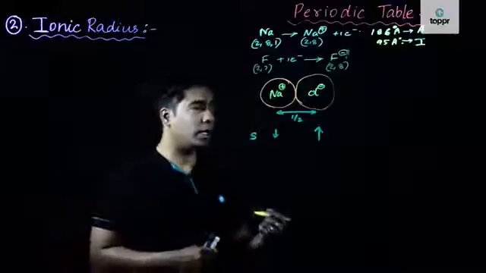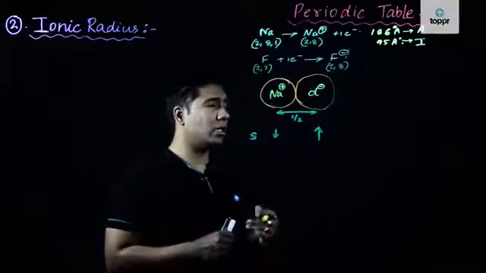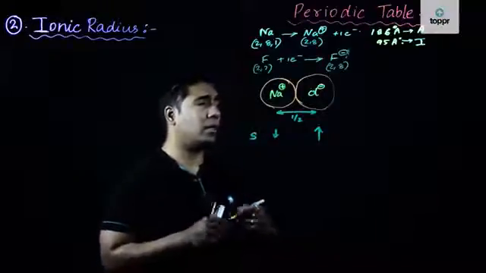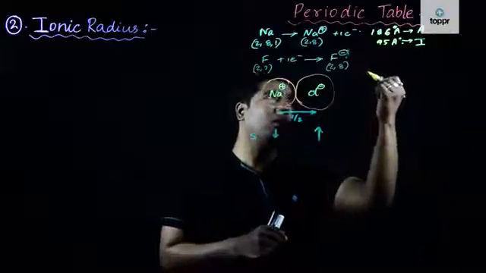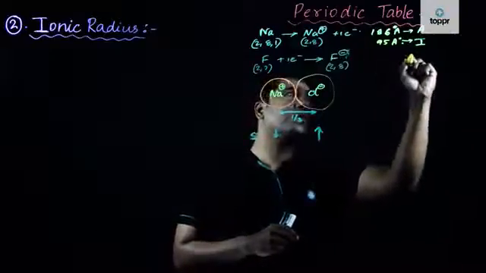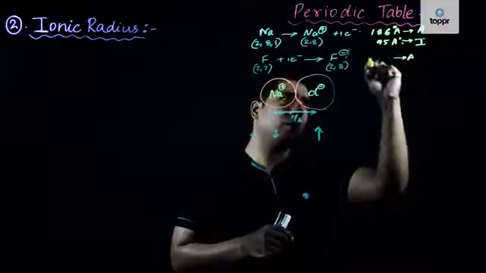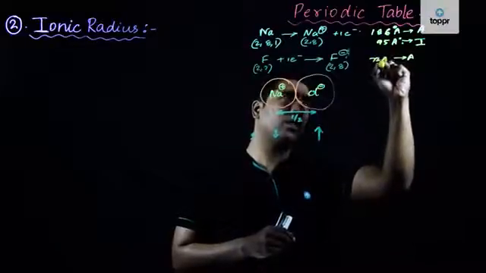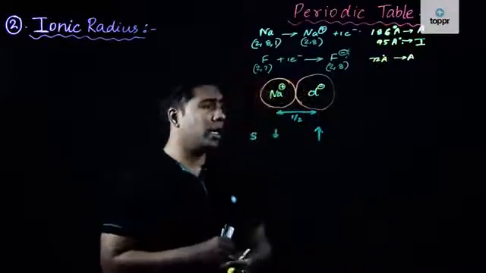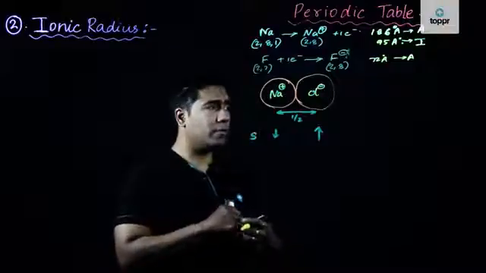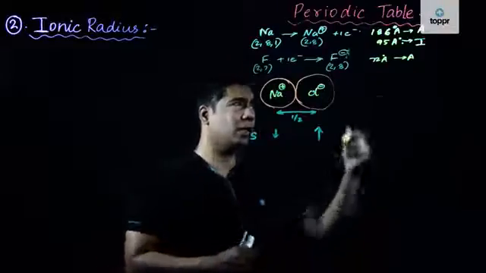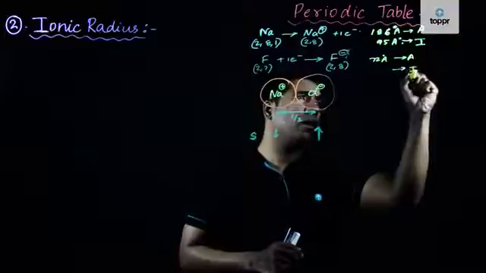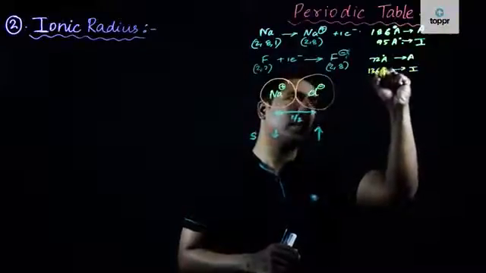In the case of fluorine, if we consider the atomic size, it will be 72. Let's write down the atomic size in the case of fluorine will be 72, in Angstrom. In the case of fluorine, if we consider the ionic size, it will be 136 Angstrom.